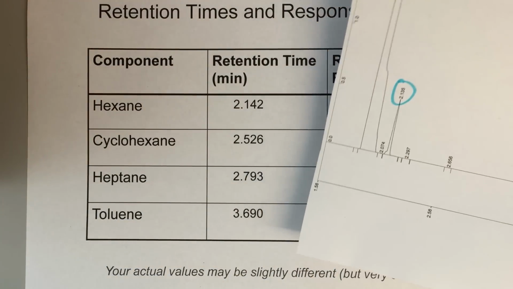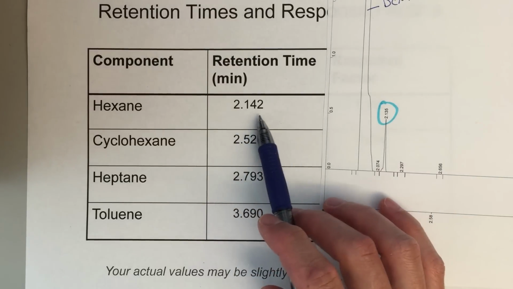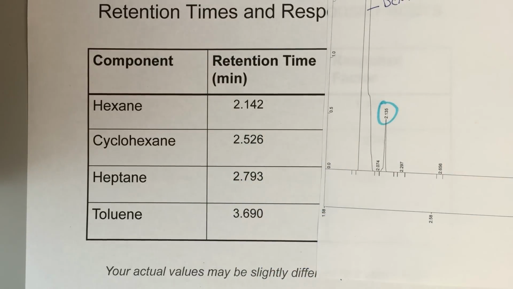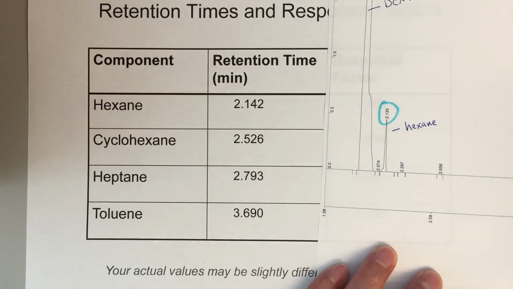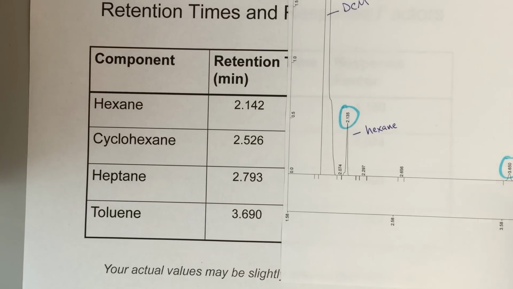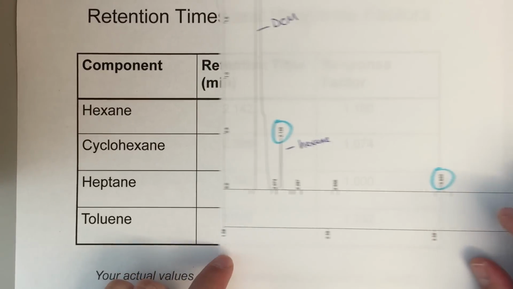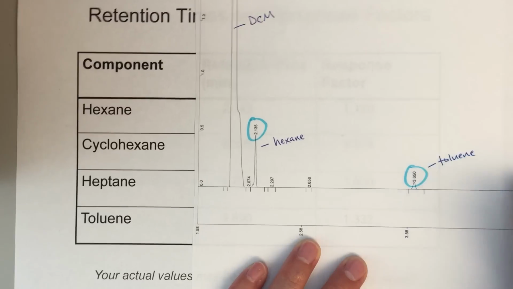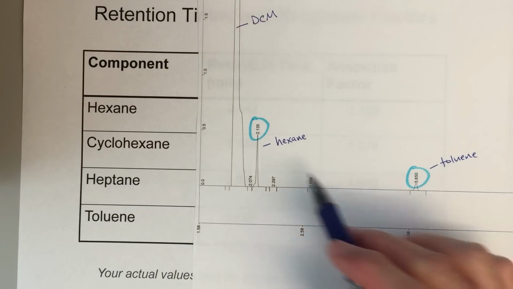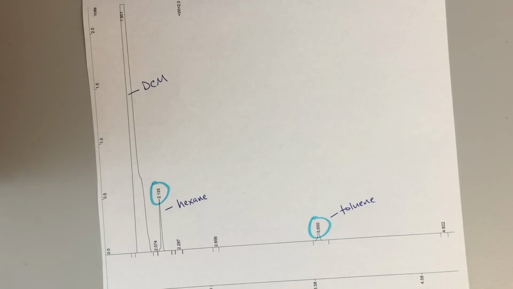So if we take this 2.135, that's pretty clearly hexane. So we're off by 0.07 there, but I think it's safe to say that that's going to be our hexane. And then at 3.65, well, that's pretty clearly going to be toluene, so 3.69. So this identifies our two peaks. So we know that this one's hexane and we know that this one's toluene because those retention times match up.